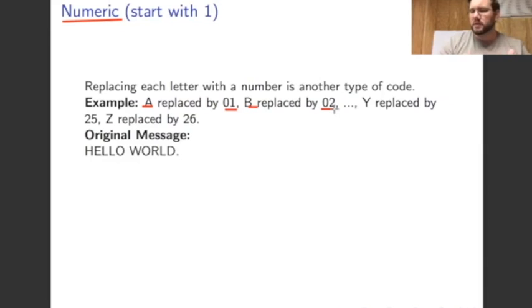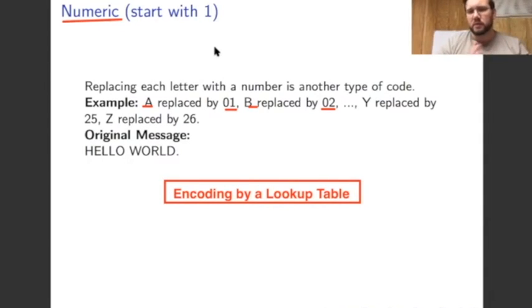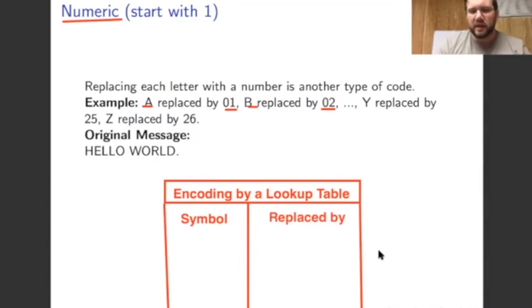Now, I feel like this is pretty straightforward, but I want to give an example of how exactly this looks, because it illustrates a concept that we'll need later, which is the lookup table. When you're encoding by a lookup table, you have a table that lists correspondences between the symbols in the original message and what they should be replaced with, and you just go through and look up each symbol in the original message and replace it with the appropriate entry in the lookup table.